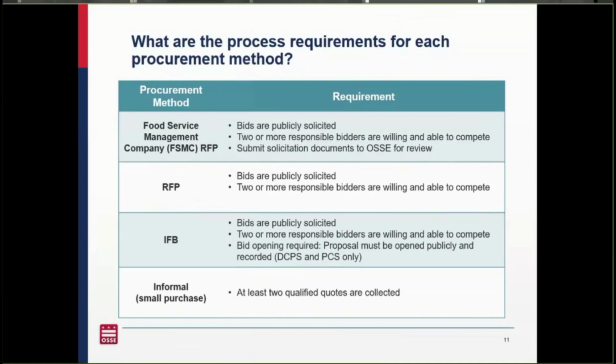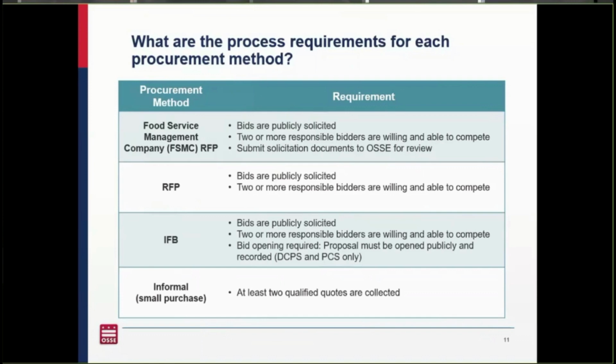With the informal and small purchase, you can use the informal or small purchase method for securing a vended contract. You cannot do it for an FSMC. It must be under the small purchase threshold, which federally is $250,000, but DCPS has a lower threshold, and your specific organization may or may not have a lower threshold, so you should check with that as well.